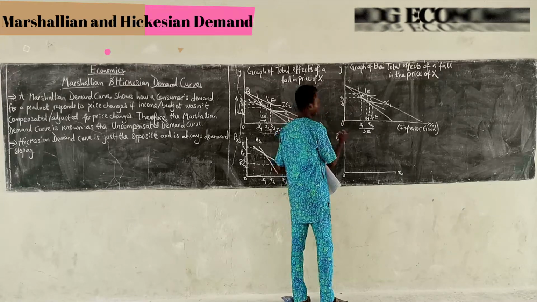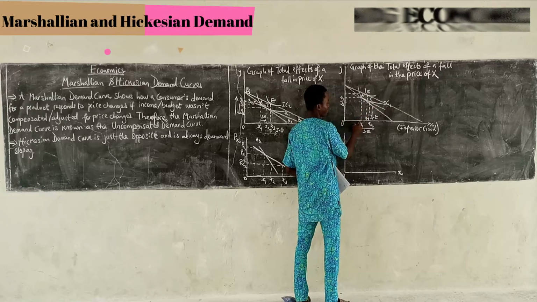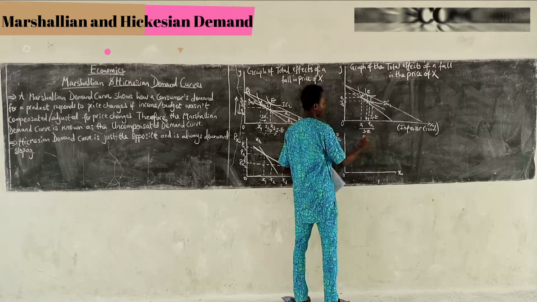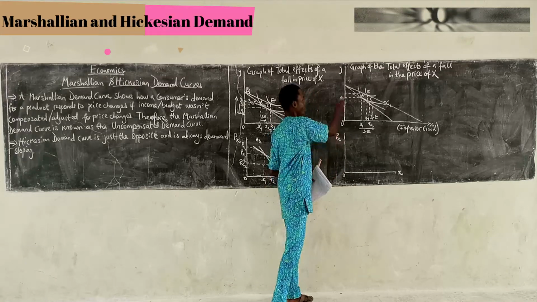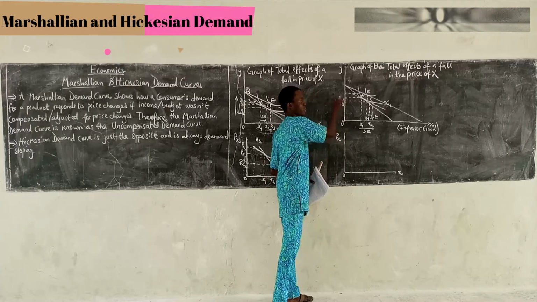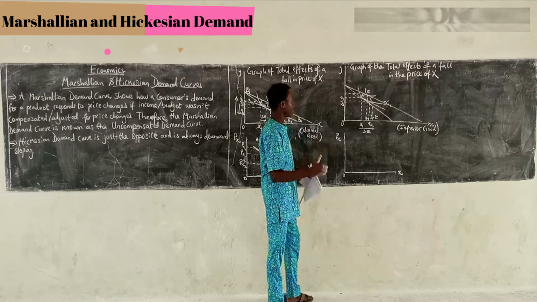Now, the substitution effect is saying that we are moving from A to C, that is, we are moving from X1 to X2, right? So simple. And there is a rise in the quantity demanded of this commodity. Okay, that's not about that now.